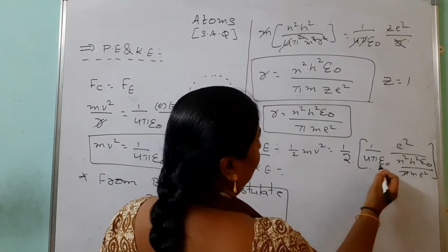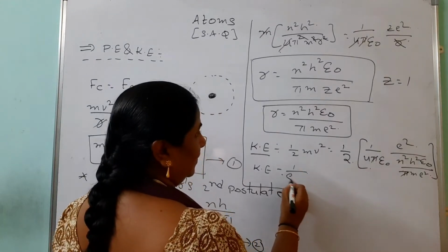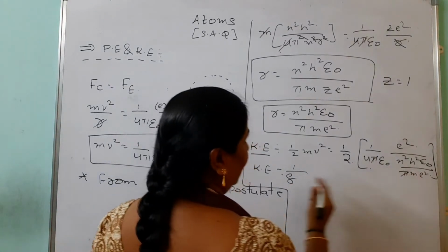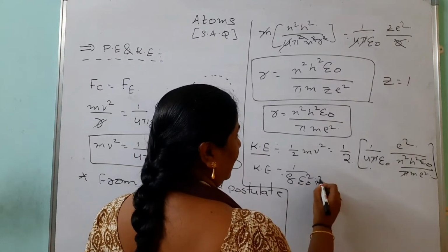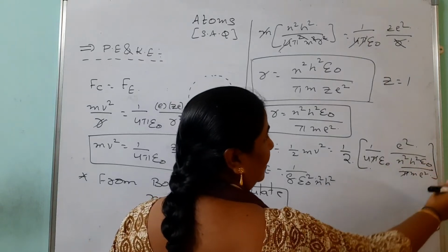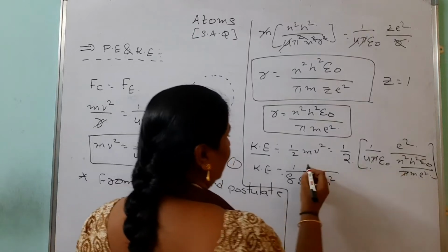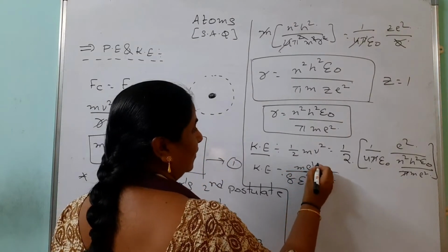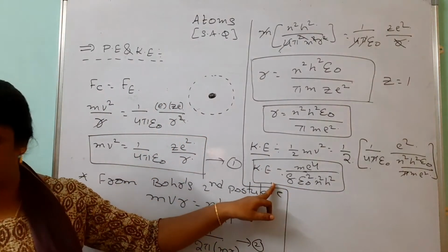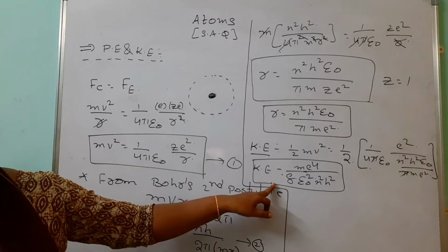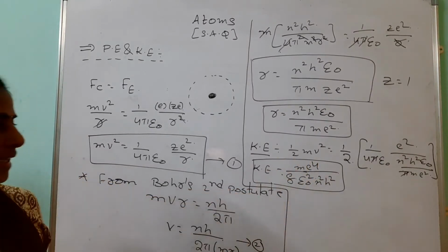this pi cancels. 1 by, this is how much? 8 epsilon naught square n square h square. This is the denominator. And when it reverses, what are we getting in the numerator? m e to the power of 4. This is the expression for kinetic energy. So KE equals m e to the power of 4 by 8 epsilon naught square n square h square. This is the kinetic energy.